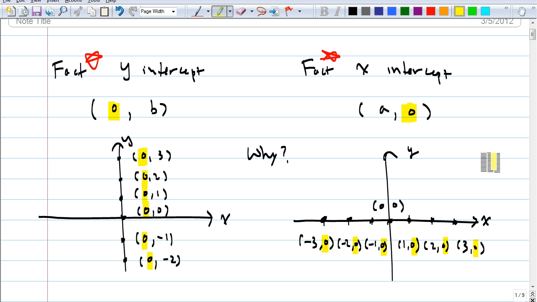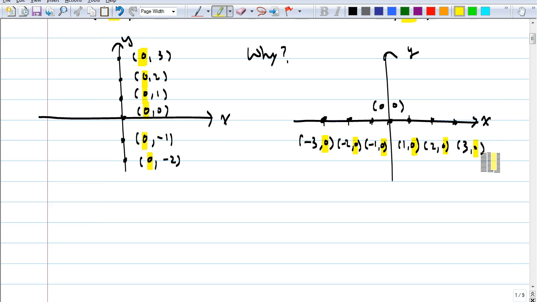So for every y-intercept, you will have 0, comma, some number b. For every x-intercept, it's going to be a, comma 0 every time. Everybody see this? Does this make sense? Any questions? How many people understand? Raise your hand. How many people are not so sure? Okay, all right. We'll get to it in a minute.